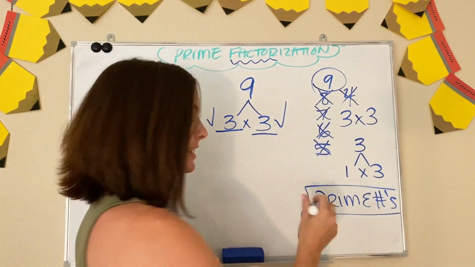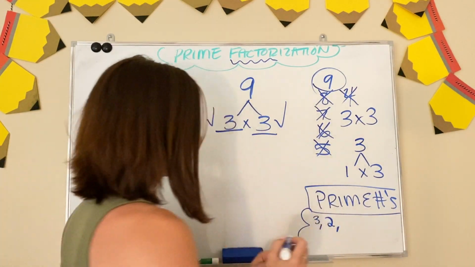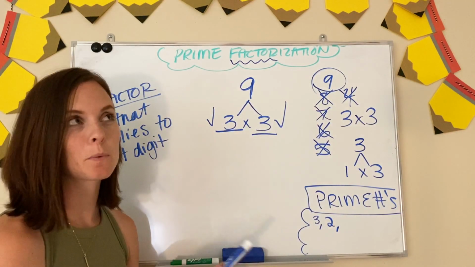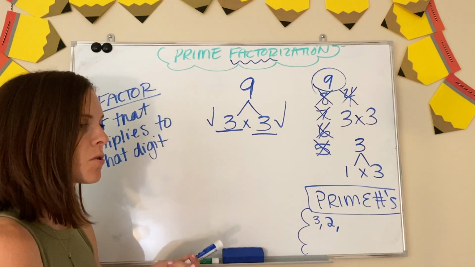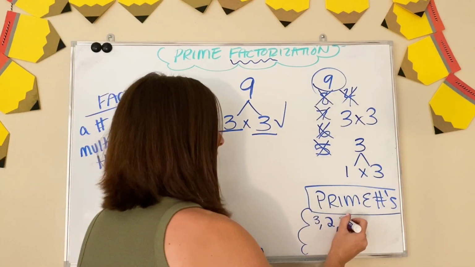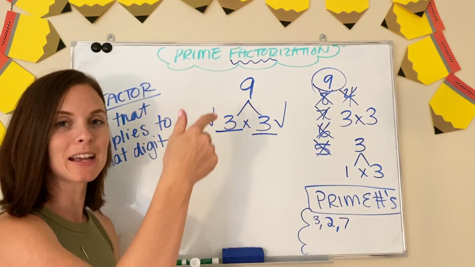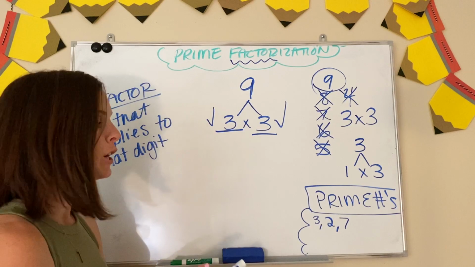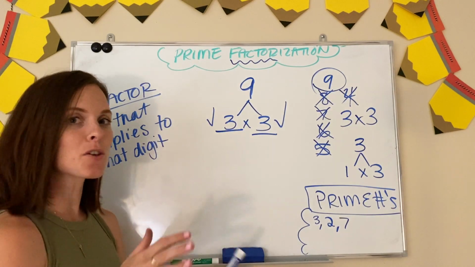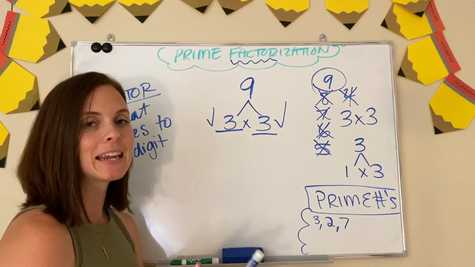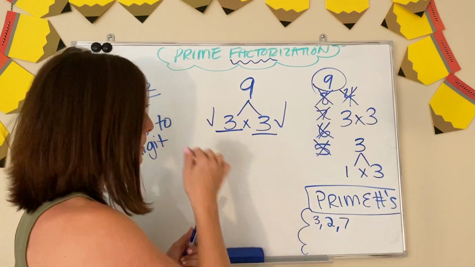What was the one we just did last time? 2. See if you can figure out what the next one would be. Not 4, not 5, not 6, but 7. The only numbers that multiply up to a 7 are 1 and itself. 2, 3, 4, 5, 6, none of those numbers multiply to anything and give me a 7. So those are prime numbers.